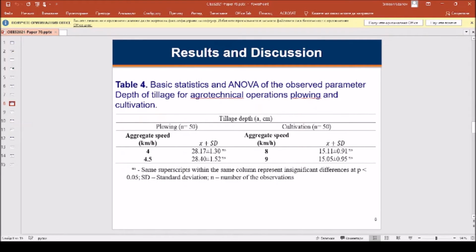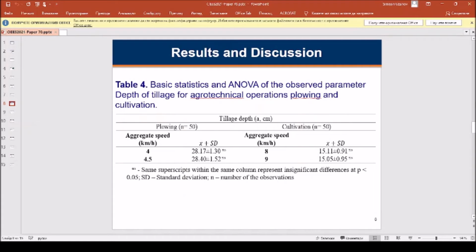Result and discussion. The average values of the observed parameter, depth of cultivation, for the agrotechnical operations plowing and cultivation are presented in Table 4. As can be seen from the table, there are no statistically significant differences between the average values of the depth of plowing at unit speeds of 4 and 4.5 km per hour.